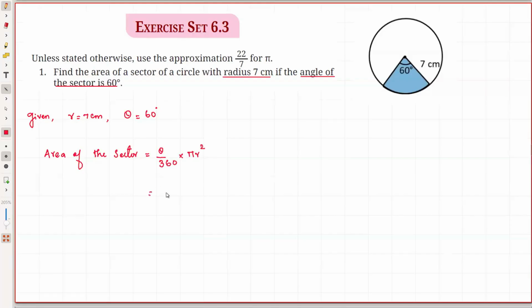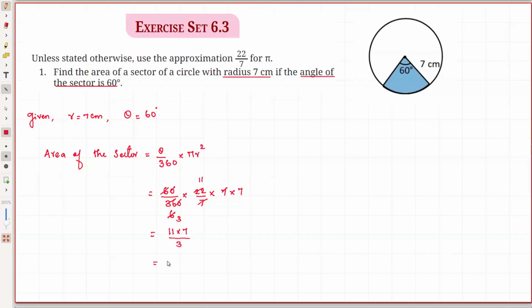The theta value is given as 60 degree, so 60 by 360 into pi value 22/7 into radius 7 square, so 7 into 7. The 7s get cancelled. 0, 0 get cancelled. 1, 6 are 6. 6, 6 are 36. Again 2 table: 3 2s are 6, and here 11 2s are 22. Further we are left with 11 into 7 by 3.